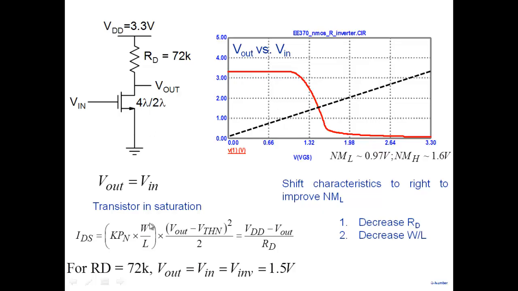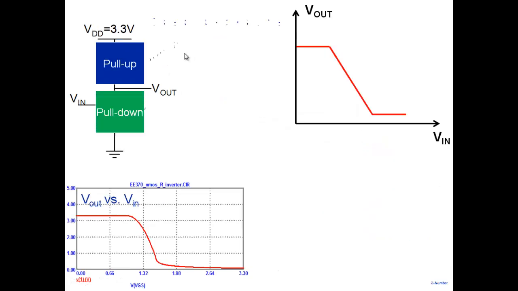Note that the current that flows is proportional to W by L. If you reduce W by L, you reduce the current, which means you increase the resistance. So there are two ways in which you can shift the characteristics towards the right: decrease RD and decrease W by L. Now I can't decrease W by L. It's already minimum. 4 lambda by 2 lambda is already minimum. So that option is closed to me. The only thing I'm left with is to decrease RD. Right? So we can do that now.